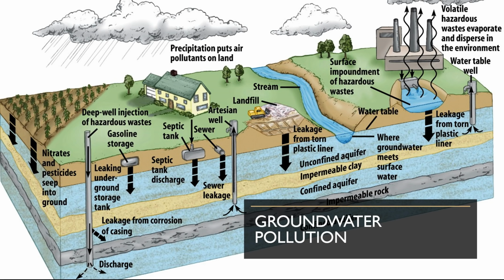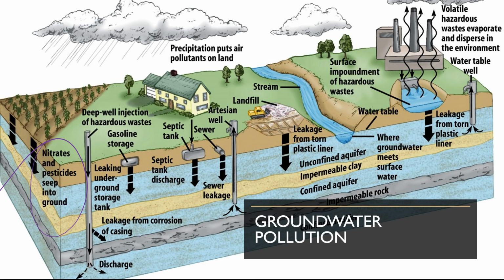Our confined aquifers, right, are much less likely to become polluted, although in some cases they're actually injecting hazardous wastes into our deep aquifers to get them off the surface, away from our streams and rivers and stuff like that. But leaky septic tanks, leaky sewers, settling ponds outside industrial plants, those can seep groundwater pollution in there. Nitrates and pesticides can seep into the ground from our agricultural fields.